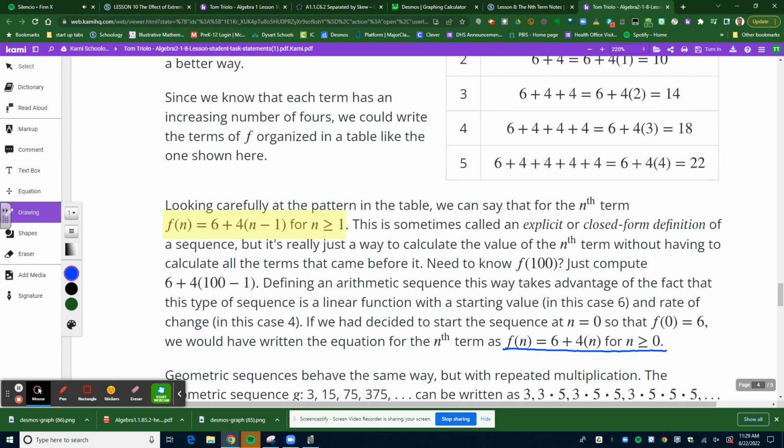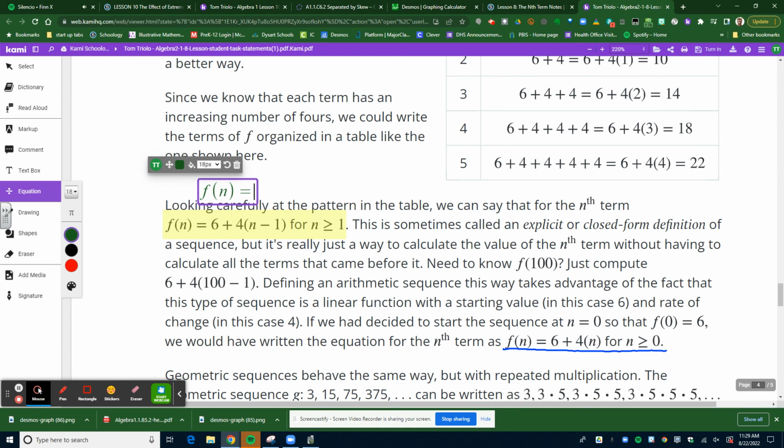And then normally what we do last is we take things, that 4 doesn't want to be in front of there. What's the 4 want to do? It wants to be distributed. And if I distribute the 4, then I can simplify. So my final answer here will be 4n minus 2.